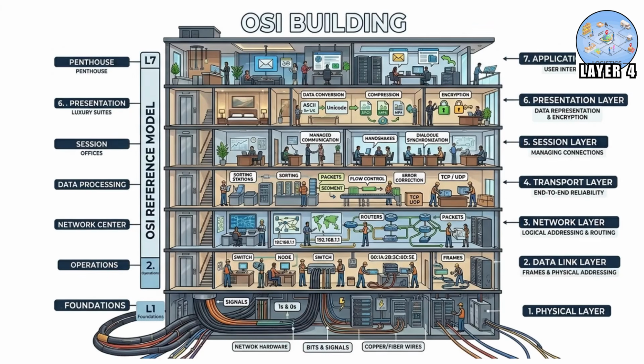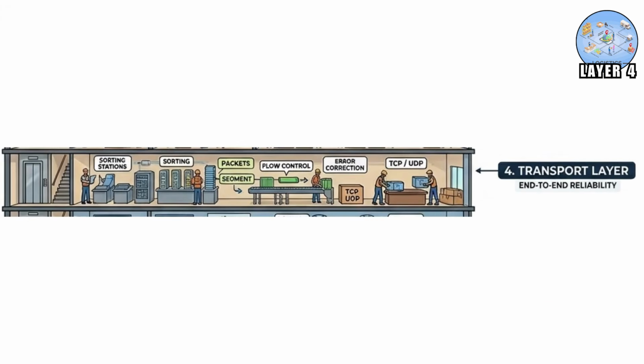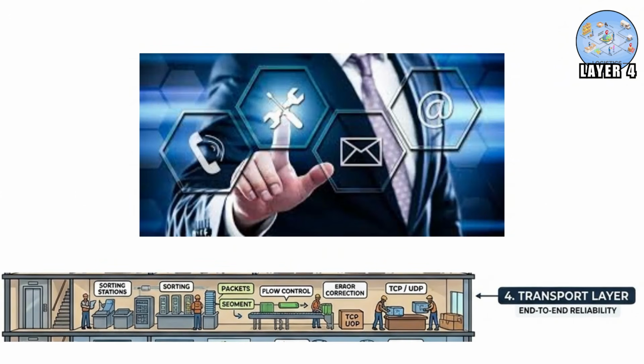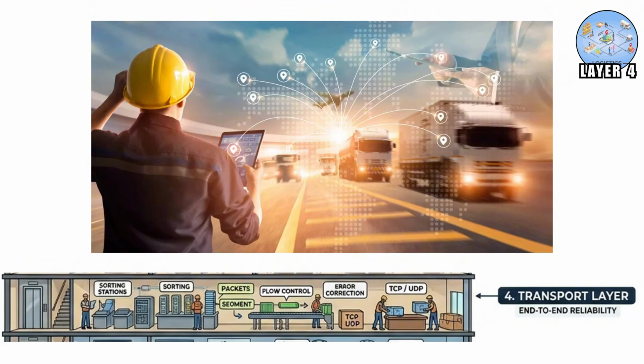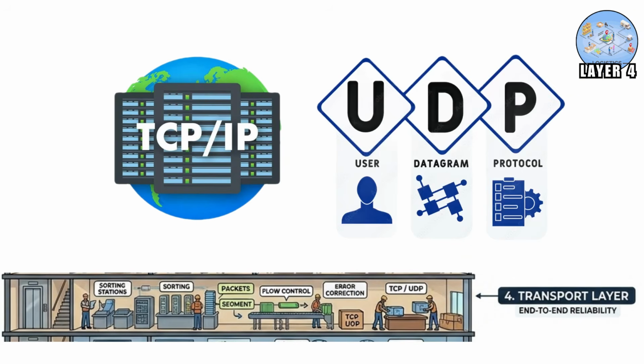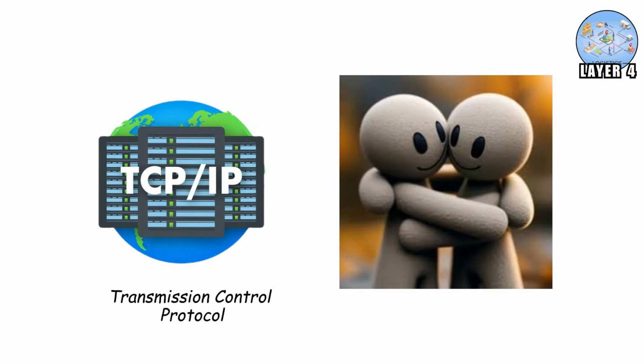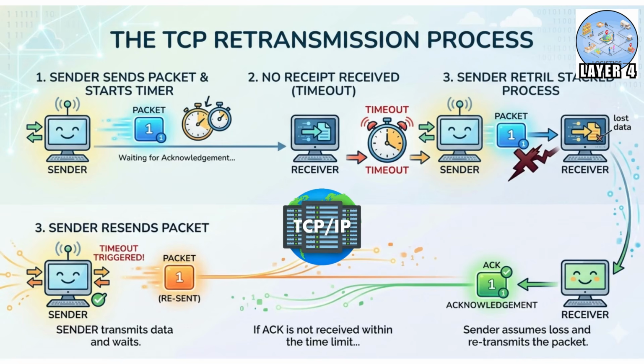Now we hit the heavy hitters. Layer 4, the transport layer, is where things get technical and slightly aggressive. This is the logistics manager. Its primary protocols are TCP and UDP. TCP, Transmission Control Protocol, is the overly attached girlfriend of networking. It sends a packet, waits for a receipt, and if it doesn't get one, it sends it again and again.